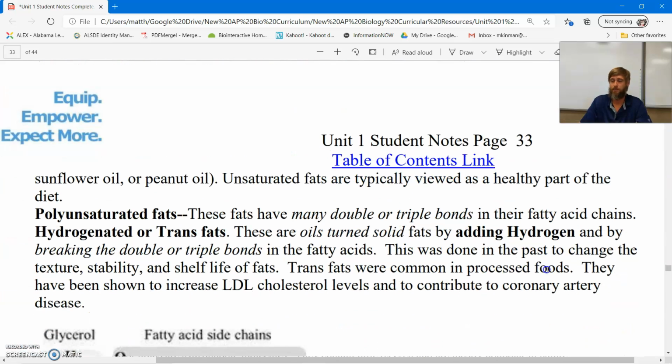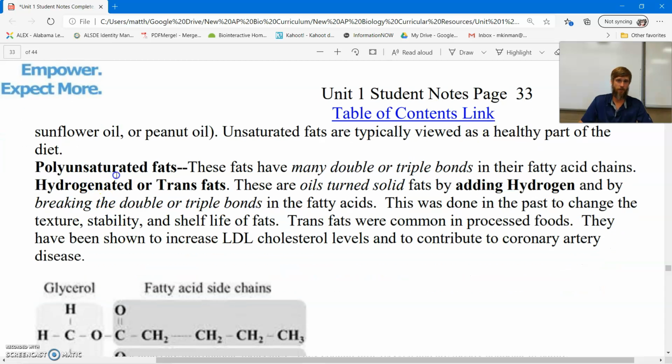So like I said, canola oil comes from plants. Sunflower oil, peanut oil. Unsaturated fats are typically viewed as a healthy part of the diet. Then we move on to polyunsaturated fats.